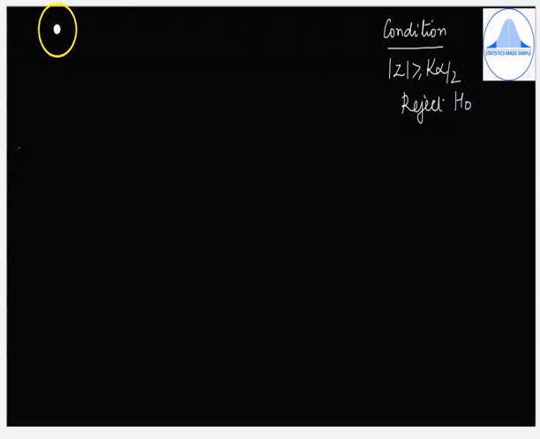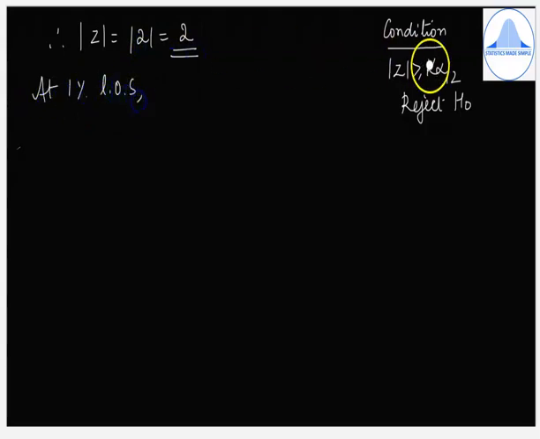So now let me write the condition which will help us to accept or reject H naught when the alternative is two-tailed. So to check whether mod Z is greater than or equal to K alpha by 2. So if this condition is satisfied, you reject H naught, otherwise you accept H naught. So we had found out mod Z. So therefore, mod Z is equal to modulus of 2, which is equal to 2. Okay, so next at 1% level of significance, we need to find out K alpha by 2. So from the tables, it is 2.58.